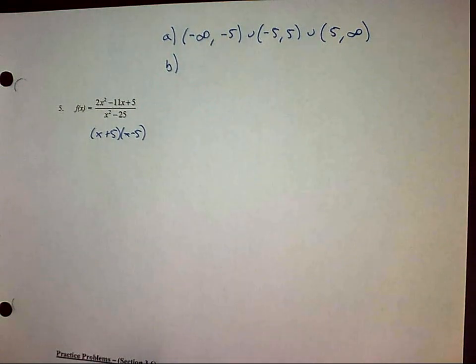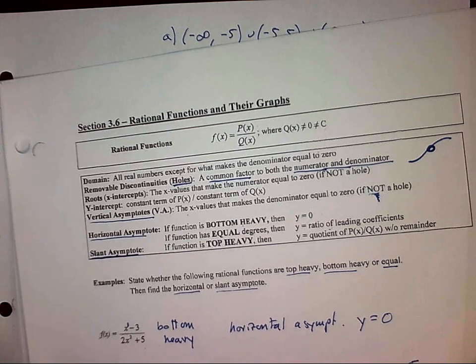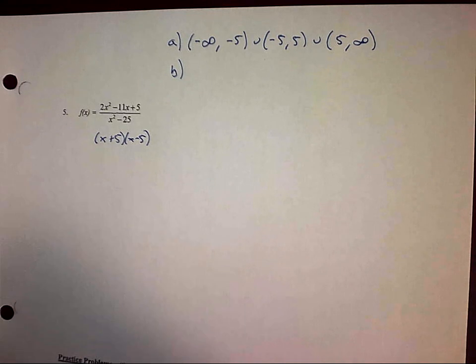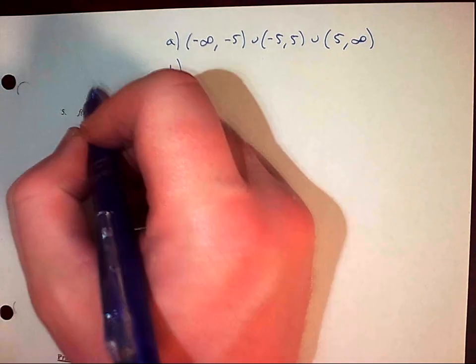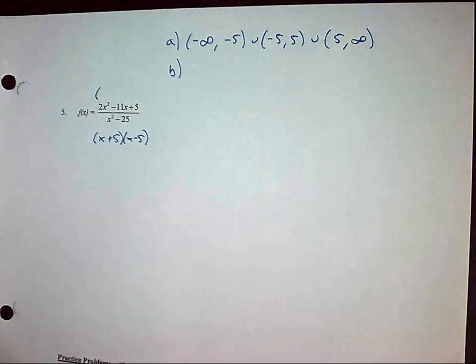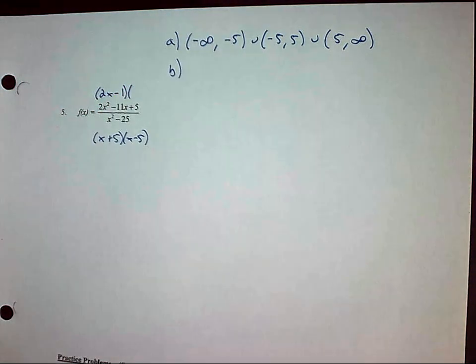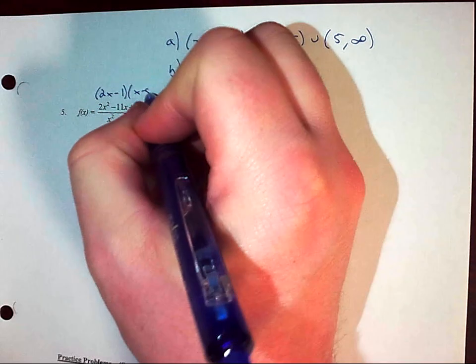For part B, we're going to see if we can state any removable discontinuities, or these are simply just holes. Again, for removable discontinuities, we have to find common factors. You might be asking yourself, well, what are the factors of this numerator? Our factors of this numerator are going to be 2x minus 1 times x minus 5.